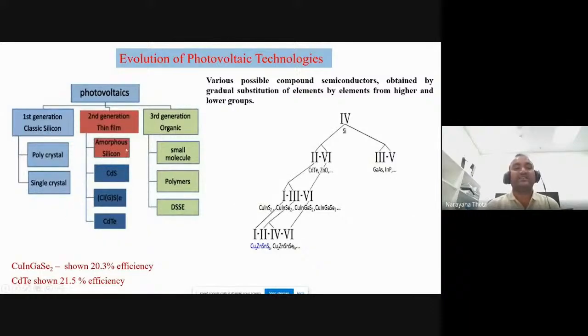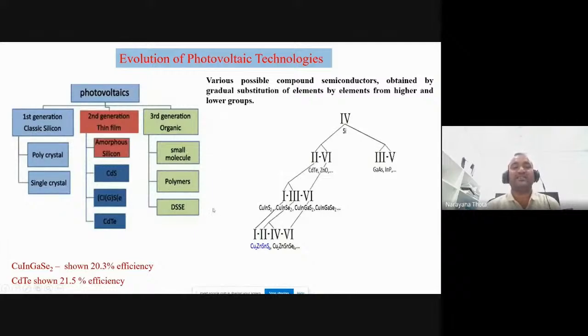Then the next materials are thin film materials. These are direct band gap semiconductor materials, so the absorption coefficient is very high. For silicon solar cells the absorption coefficient is 10 power 2, whereas for these thin film materials, the second generation materials, the absorption coefficient is 10 power 5 per centimeter, so that even a very thin material is enough to absorb most of the incident solar spectrum. There are amorphous silicon, cadmium telluride, and CIGS. These are the different types of solar cells that are used.